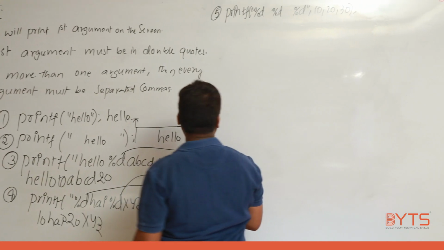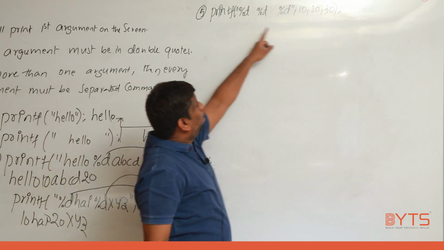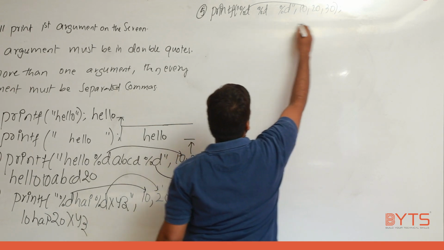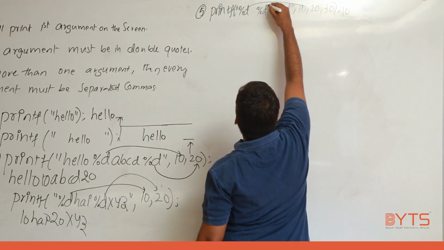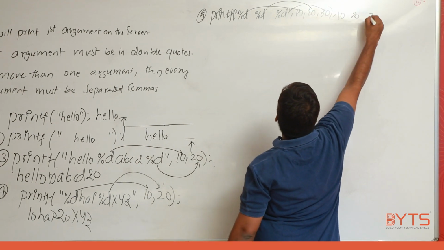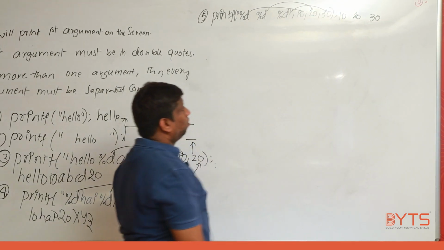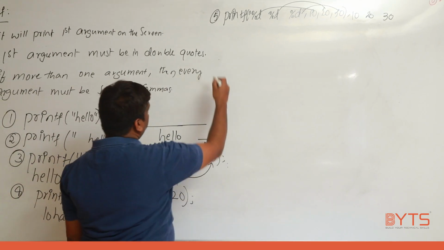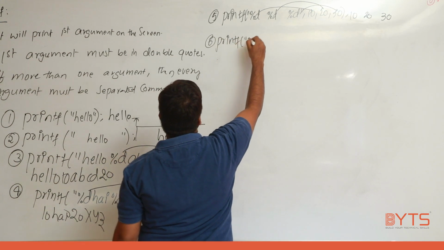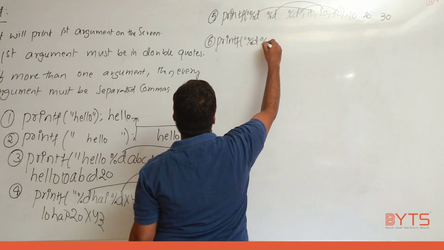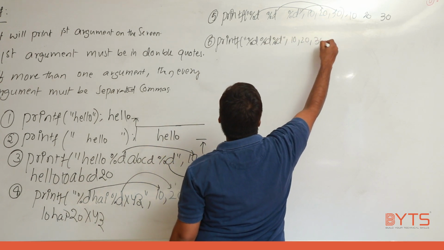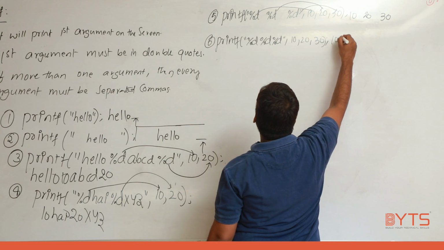Well, first, how many arguments are there? You need to know. 1, 2, 3. So what is the answer? First one? 10. Second one? 20. Third one? 30. Well, now sixth one. What is the answer? 10, 20, 30.